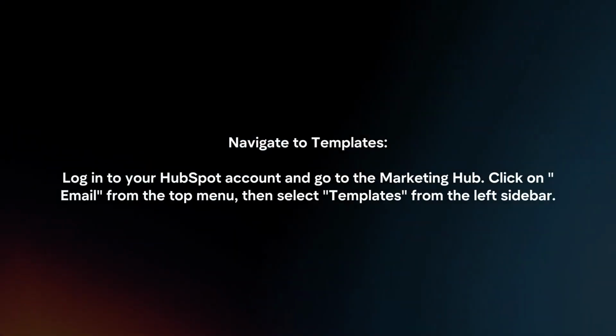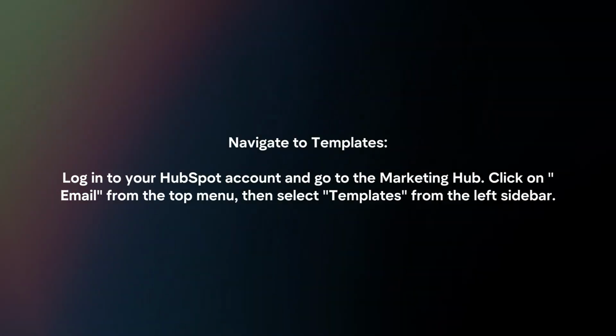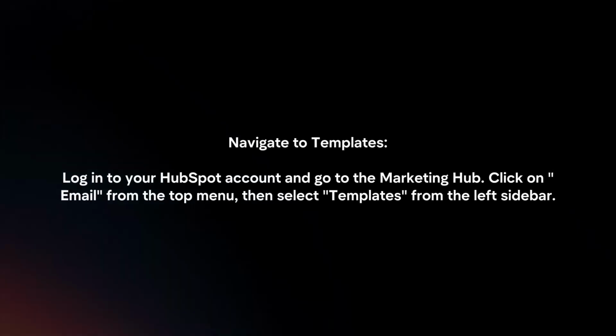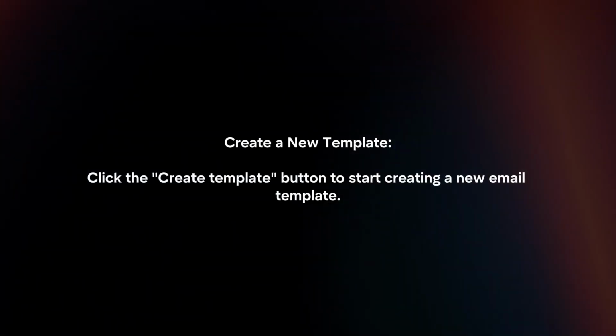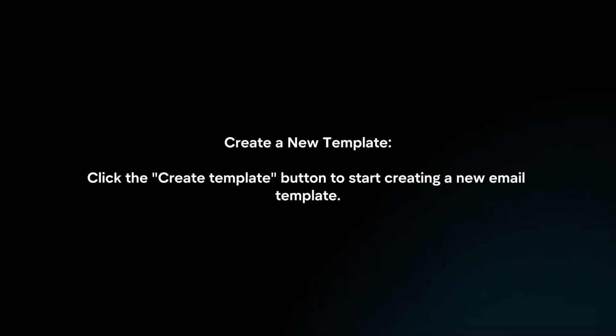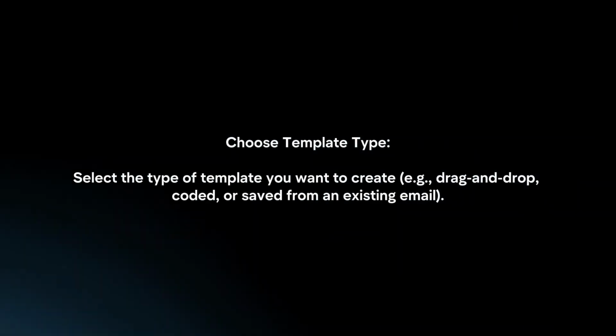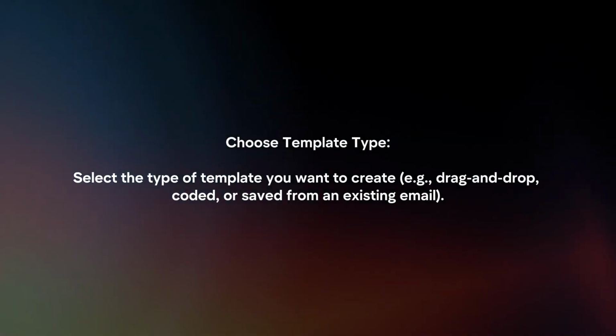Navigate to Templates. Log into your HubSpot account and go to the Marketing Hub. Click on Email from the top menu, then select Templates from the left sidebar. Create a new template. Click the Create Template button to start creating a new email template. Choose Template Type. Select the type of template you want to create.